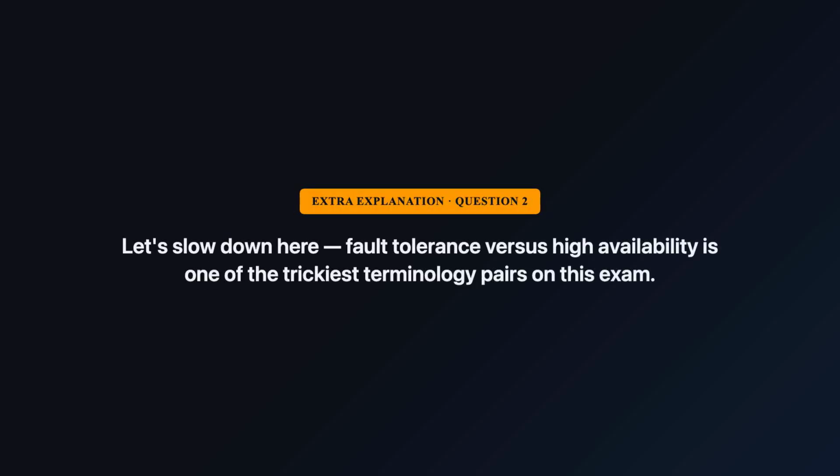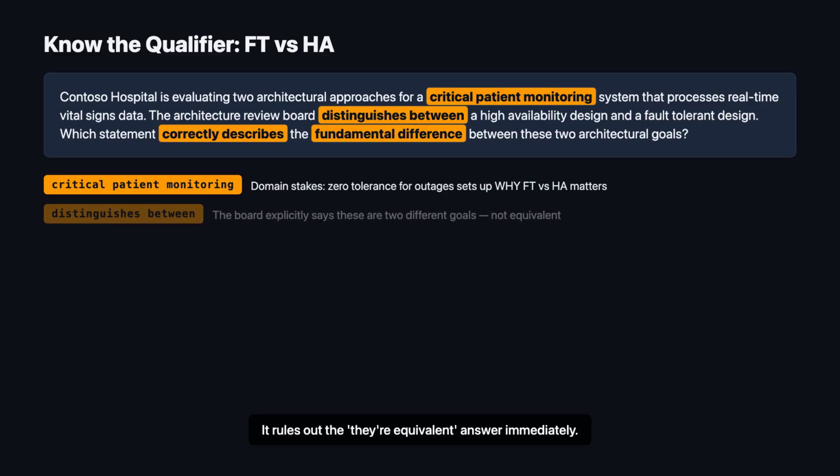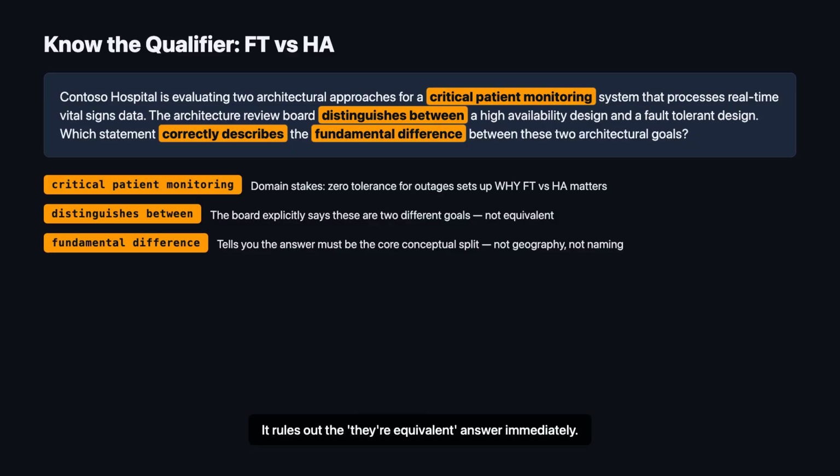Let's slow down here. Fault tolerance versus high availability is one of the trickiest terminology pairs on this exam. Imagine you're on call at 2 a.m. and a hospital's heart rate monitor feed goes dark. That's the stakes this question is setting up. The phrase fundamental difference tells you to look past surface details. It rules out the they're-equivalent answer immediately.